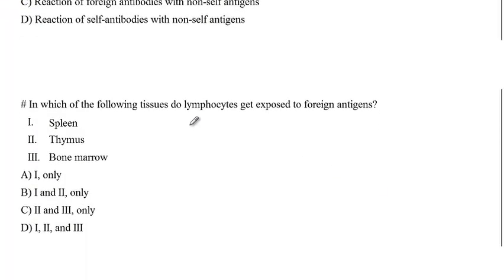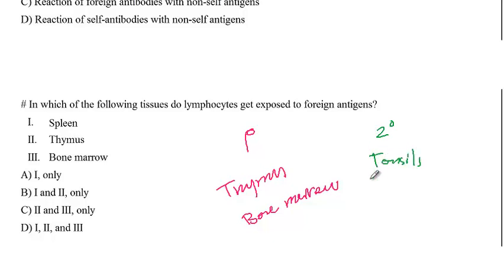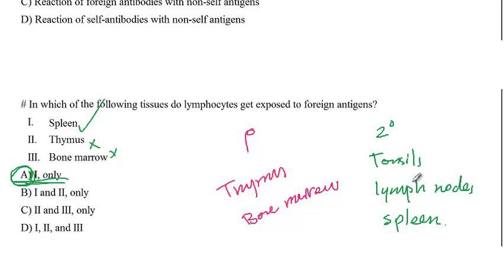Inside which of these tissues do lymphocytes get exposed to foreign antigens? And so we had primary lymphoid organs like thymus and bone marrow, and then we had secondary lymphoid organs like, for instance, tonsils. We had lymph nodes, and then we had the spleen. So spleen would be the correct answer, and these two would not be correct. So choice A only is the site where lymphocytes can get exposed to foreign antigens.